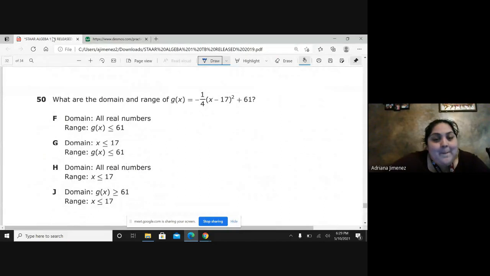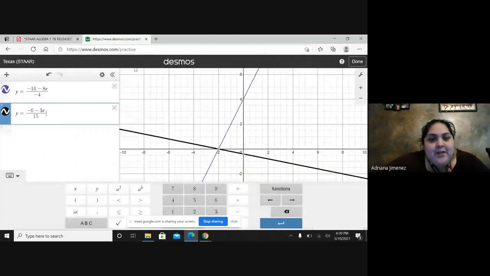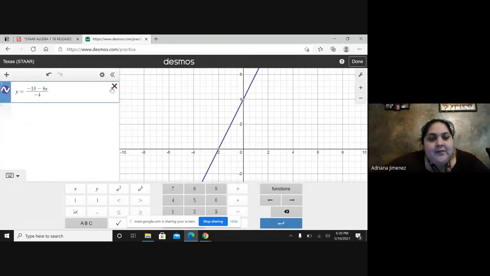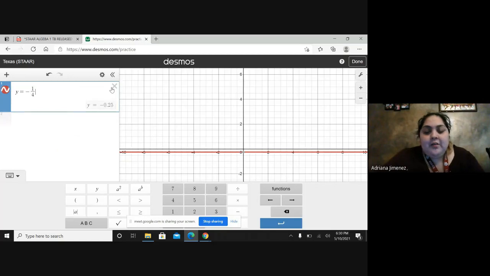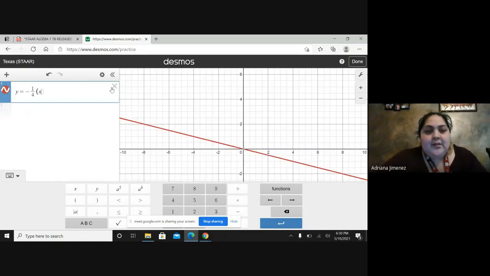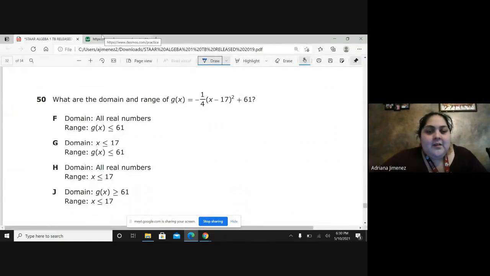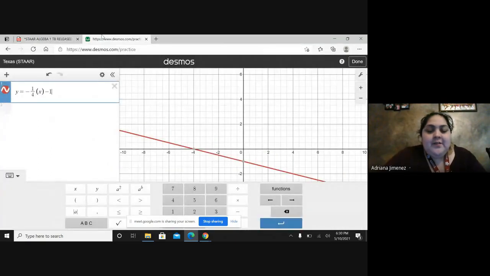All right, here's this one. We graphed the equation that it gave us. Negative 1 divided by 4, parentheses x minus 17.